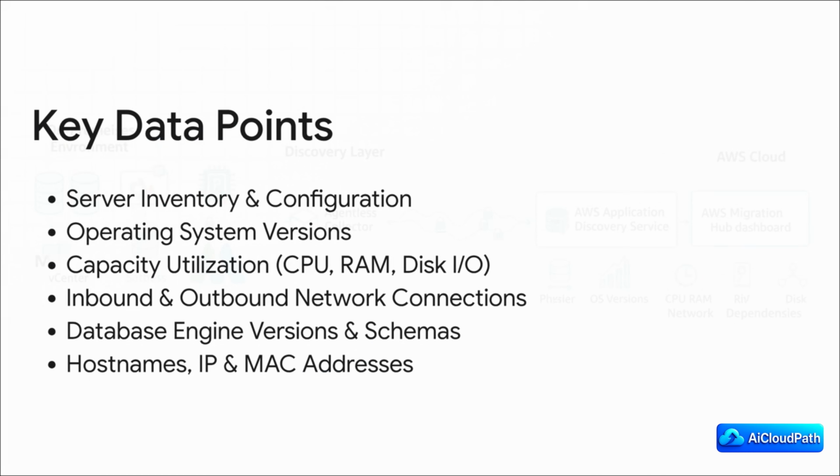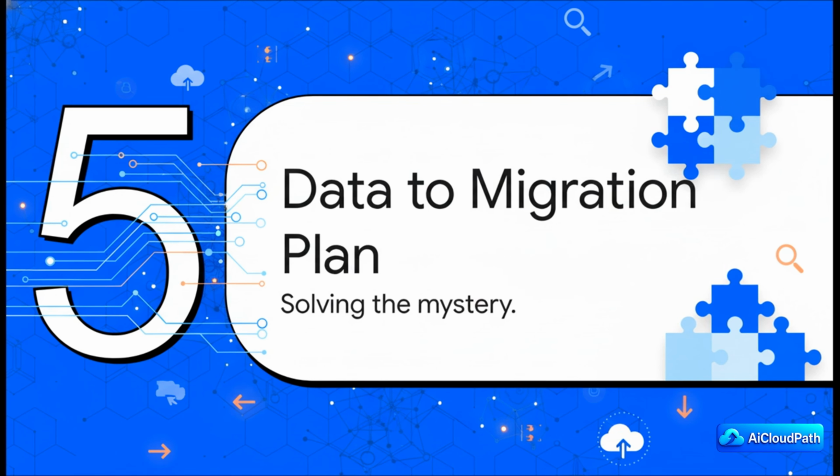The service gathers a ton of useful information. It's way more than just a server list. It logs your OS versions, which is absolutely crucial for compatibility checks. It also captures performance data, CPU, RAM, disk usage, which helps you avoid wasting money in the cloud. But maybe most importantly, it tracks all the network connections, which is how you uncover all those hidden dependencies between your apps. It even digs into your databases to check versions and schemas. So useful for planning.